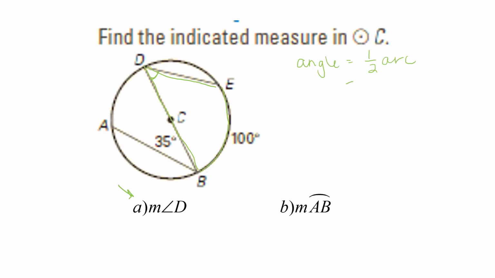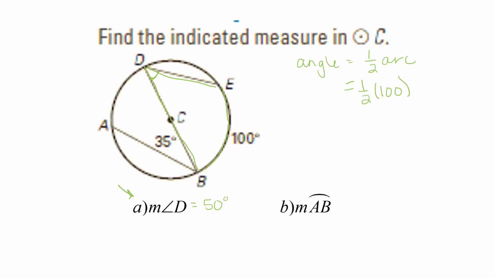So the arc there is 100. If we're thinking about plugging in 100 there, what would be 1/2 of 100? Well, 1/2 of $1 is 50 cents, right? So 1/2 of 100 is going to be 50 degrees. So that measure of angle D is going to be 50 degrees.